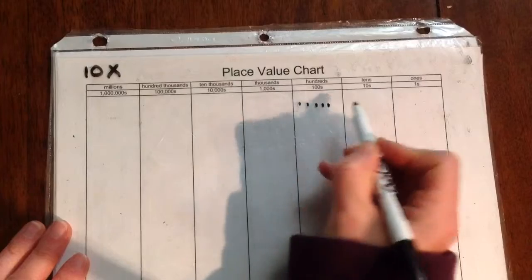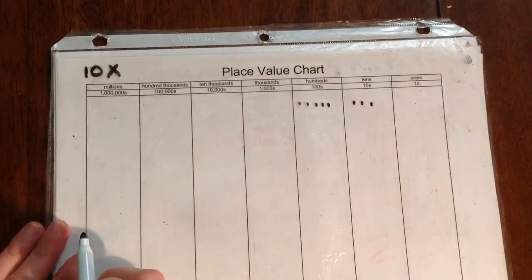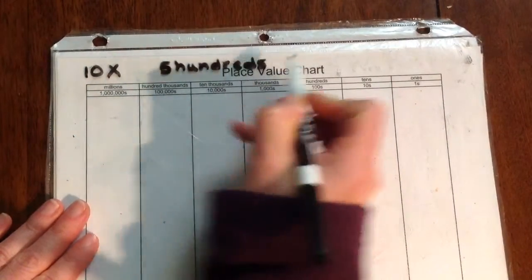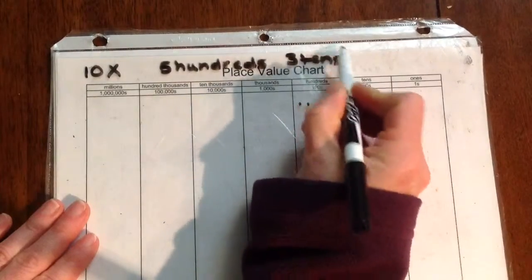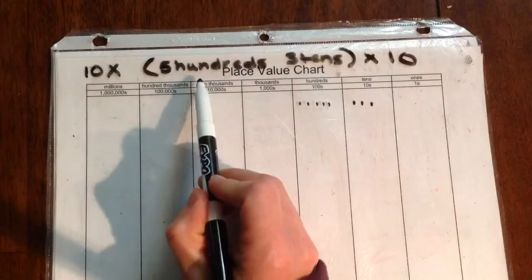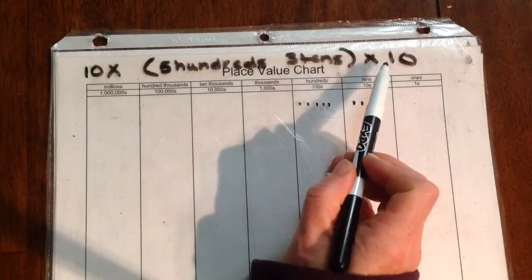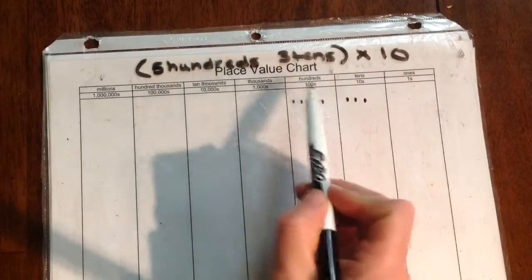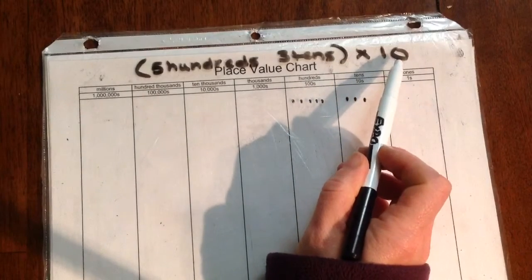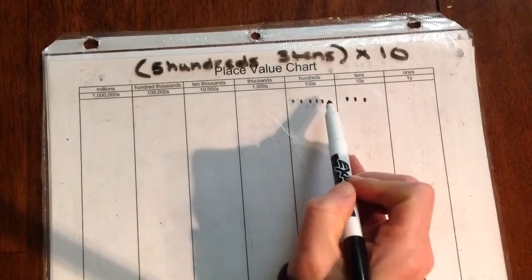So what we're going to do is we're going to model 5 hundreds, 1, 2, 3, 4, 5, and 3 tens, 1, 2, 3. Now, I want to do 5 hundreds and 3 tens times 10. Do you see how I put those together? 5 hundreds, 3 tens times 10. This 10 times is just me telling you it was 10 times. So I put my 500s down and I put my 3 tens down. And now I have to multiply by 10.